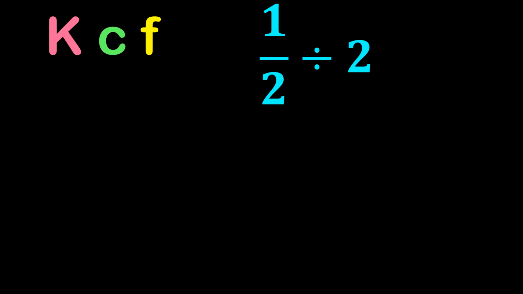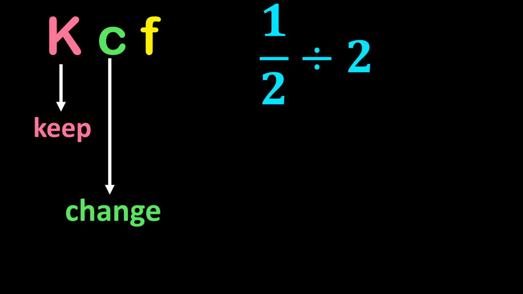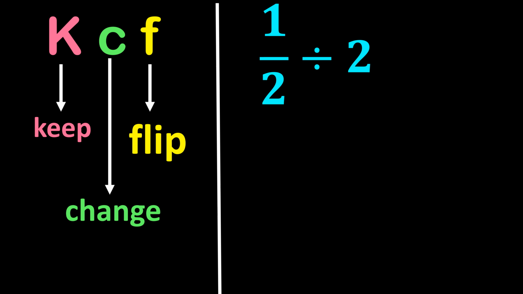When we reach a point where we have a fraction divided by a whole number, we use the KCF rule. KCF stands for keep, change, flip. We keep the first fraction exactly as it is, change the division sign to multiplication, and flip the second number to its reciprocal. Then we simply multiply the numerators and denominators to get the final answer.